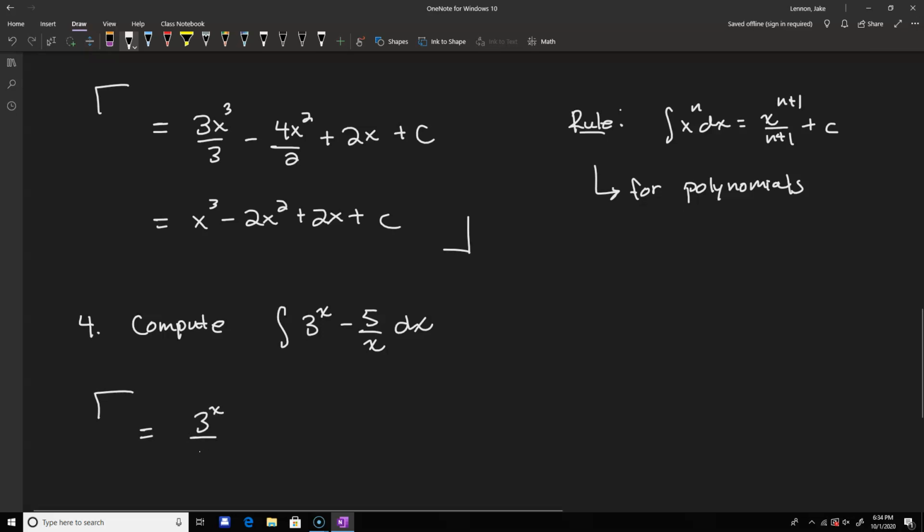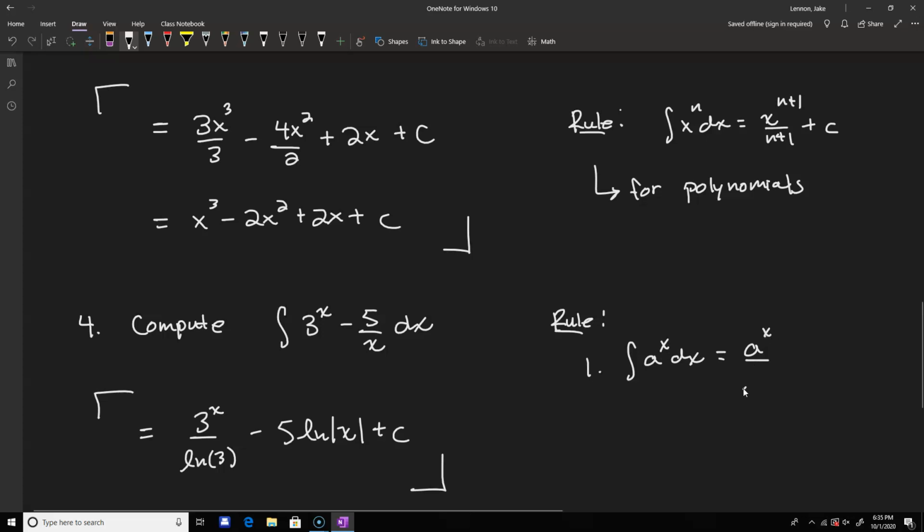So this one just comes out to 3 to the x over the natural log of 3 minus 5 times the natural log of the absolute value of x plus our constant. Nothing to simplify there, so we're already done. So the integration rules here, there's 2 of them. So 1, the integral of, say, a to the x dx is a to the x divided by the natural log of a plus a constant, and then 2, the integral of 1 over x dx is the natural log of the absolute value of x plus c.